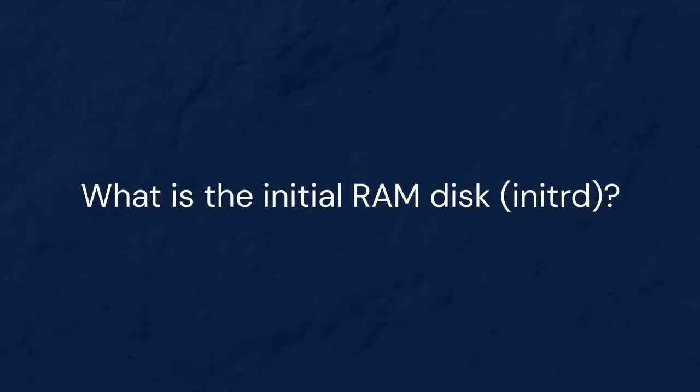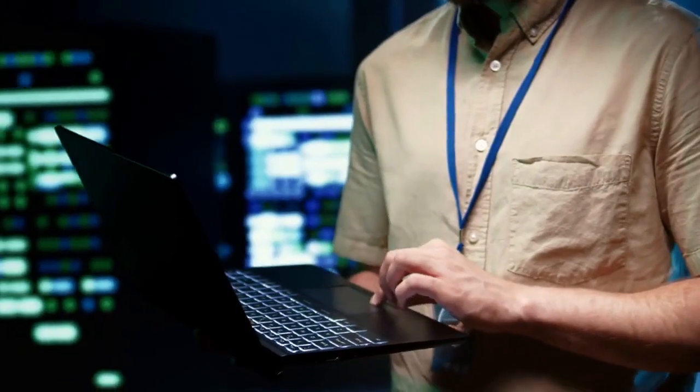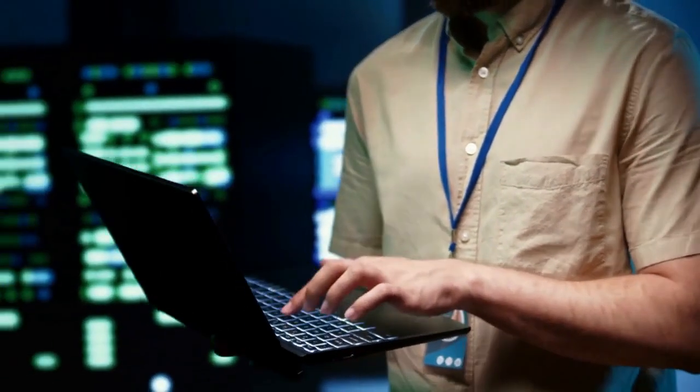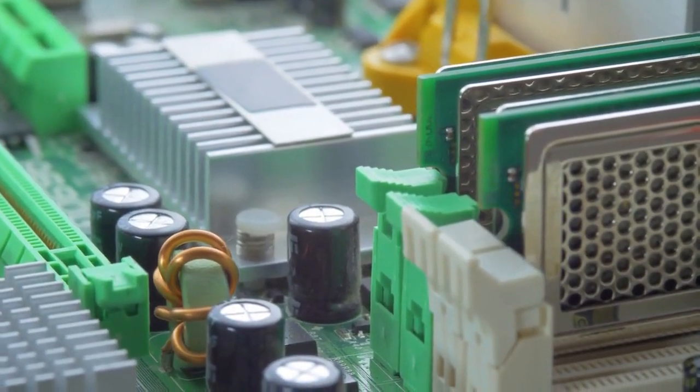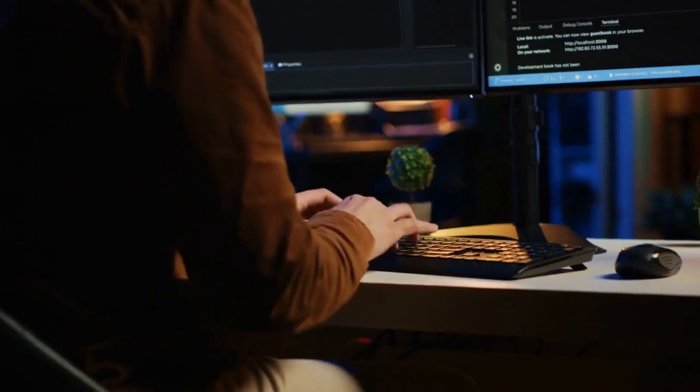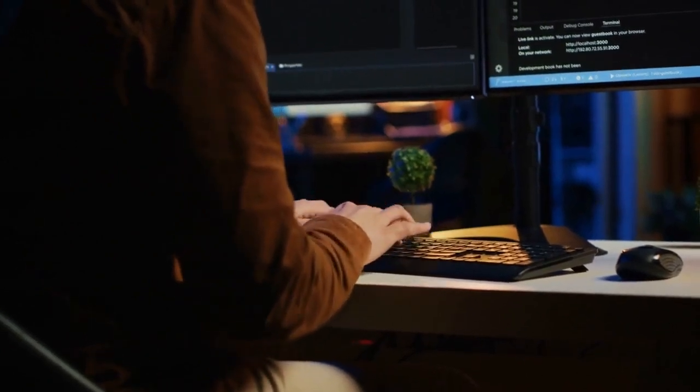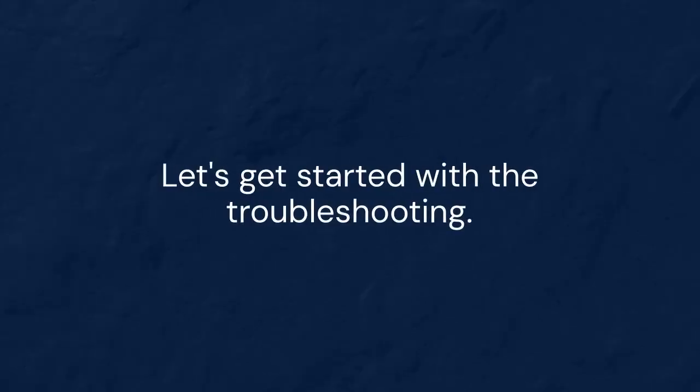First, let's understand what the initial Ramdisk, or initrd, is. It's a temporary file system that loads early during boot. It provides the kernel with necessary drivers to access your hard drive. A corrupted or missing initrd can cause the boot process to halt. Now, let's get started with the troubleshooting.